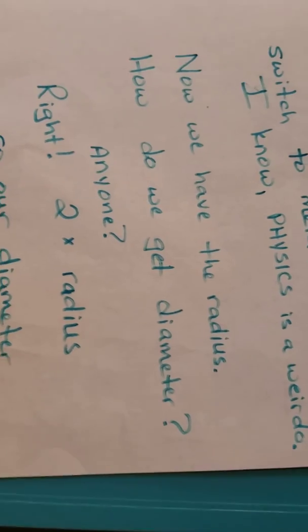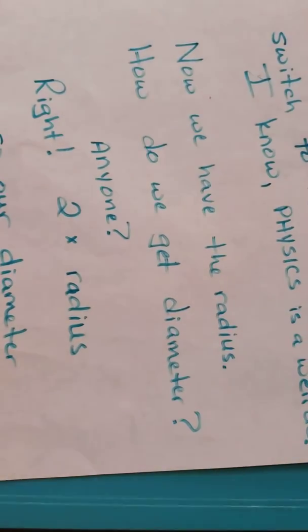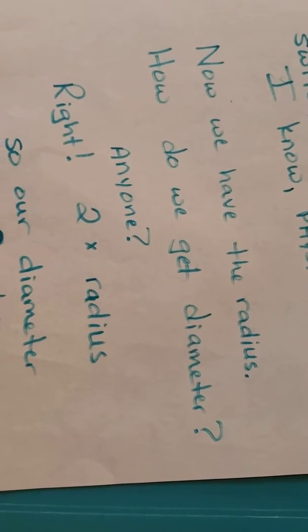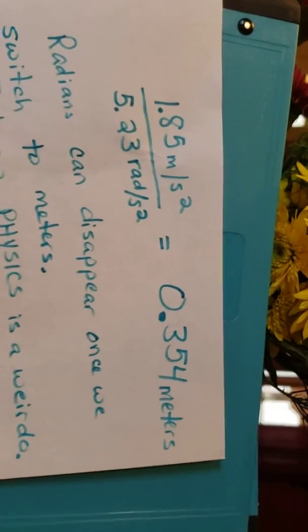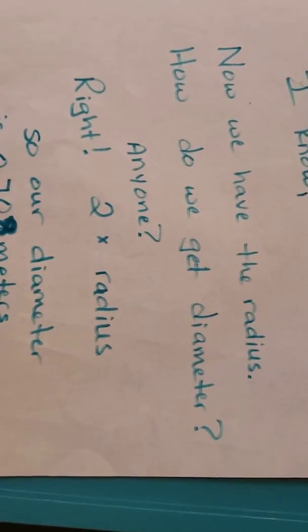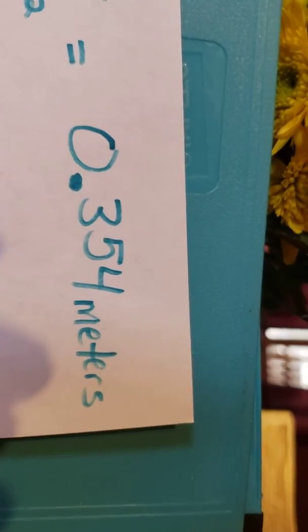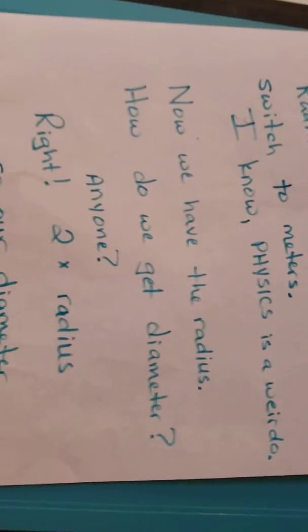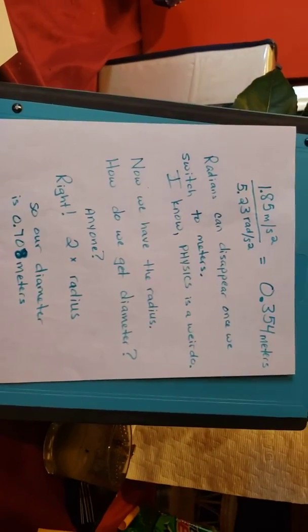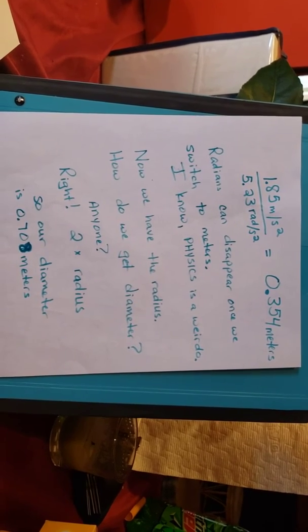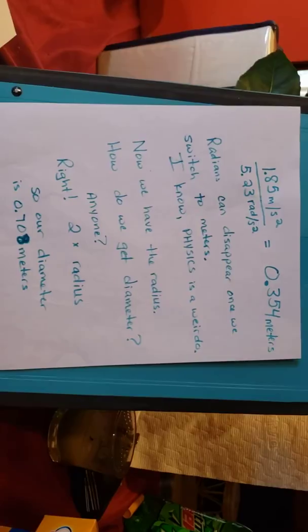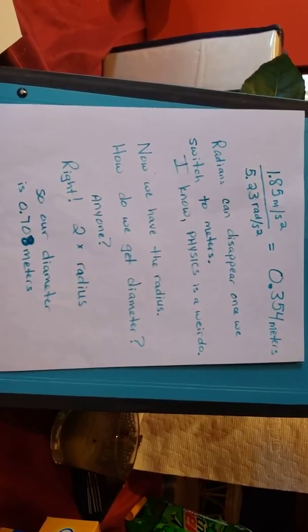All right, so now we have the radius. How do we get diameter? Anyone? Yay! Right, 2 times the radius is going to give you the diameter. So our diameter is 2 times 0.354 meters, which will give us 0.708 meters. And then that is how you do number 4. Any questions?